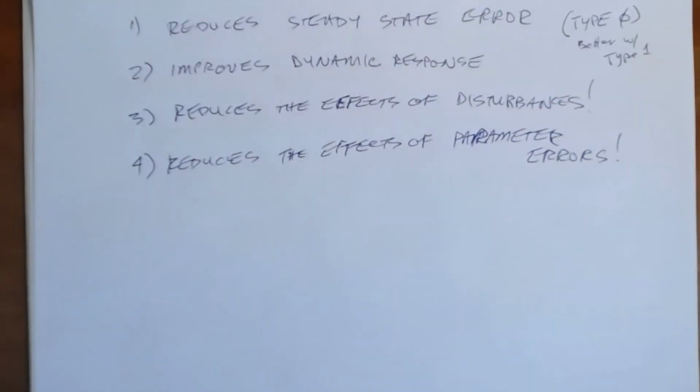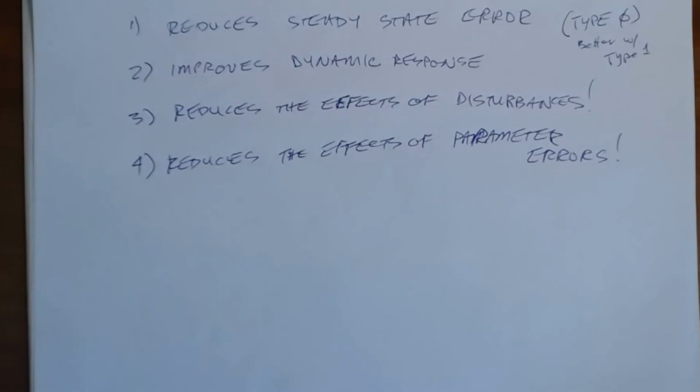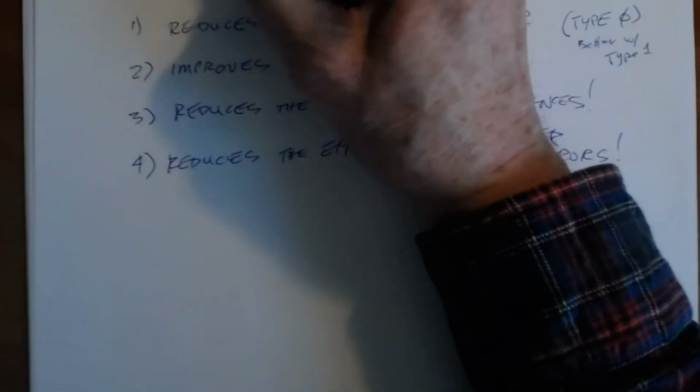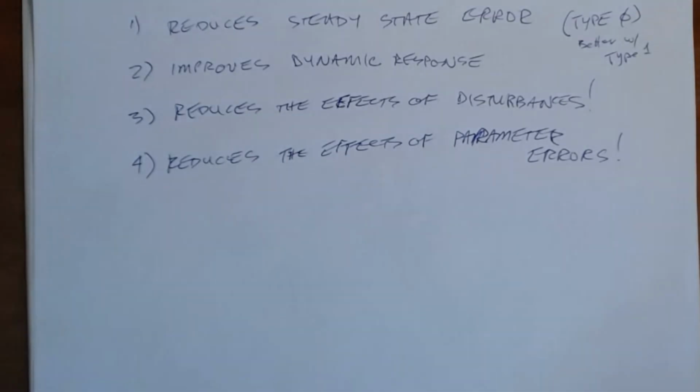So, if it says on an exam, name 4 reasons to use error feedback control, sometimes it's called error feedback control. 1, 2, 3, 4. These are the reasons that you're taking this class. This is what this is good for. And here are the 4 reasons. Okay? All right then.